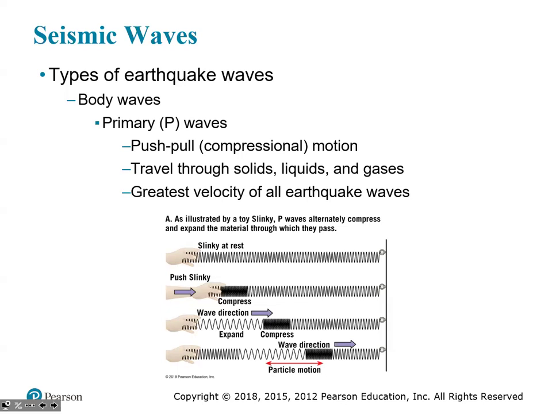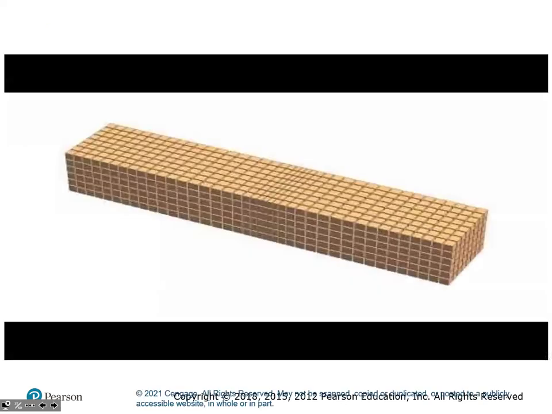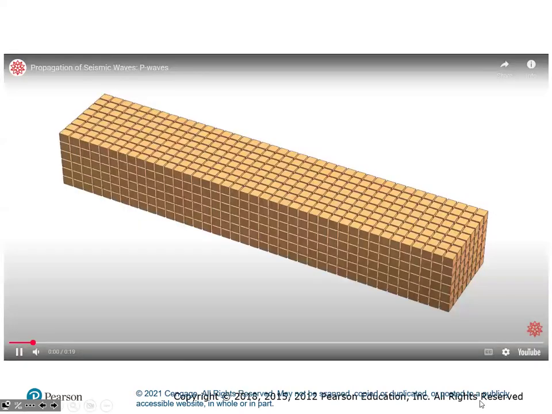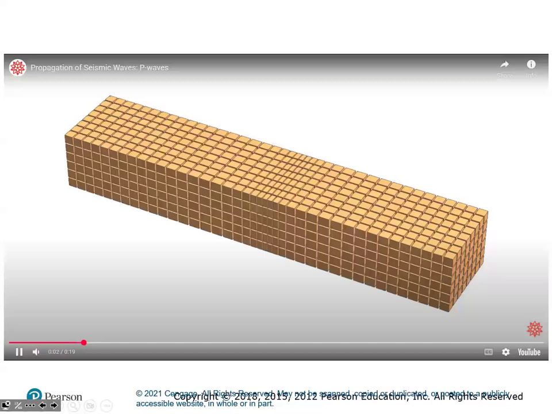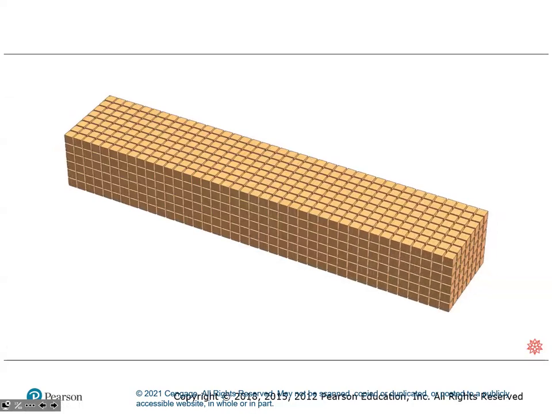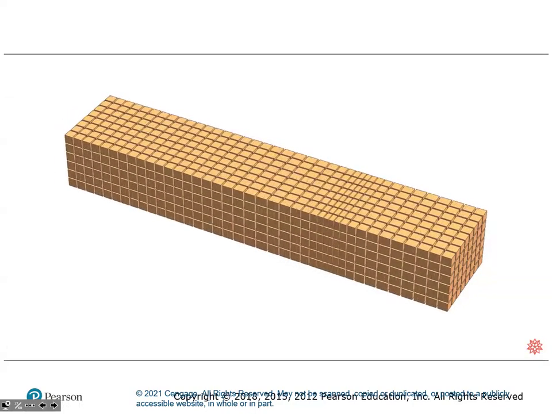P waves can travel through solids, liquids, and gases. They go through everything because everything can be compressed. And they have the greatest velocity of all the earthquake waves. They're the fastest. Here is an animation showing what P waves look like in the Earth. Here you can see there's that compressed area traveling along. There's a squished area, and then there's a spread out area behind it. So the vibrations are in the same direction as the motion of the wave.